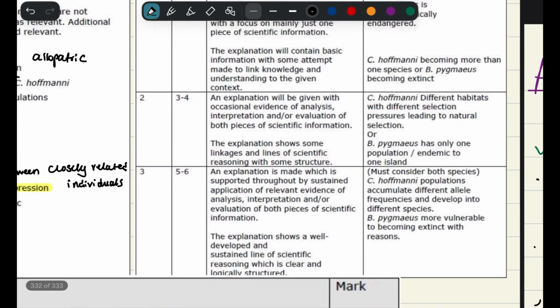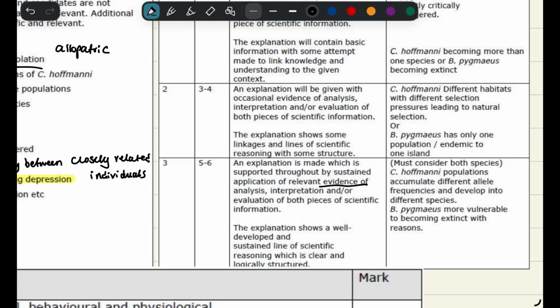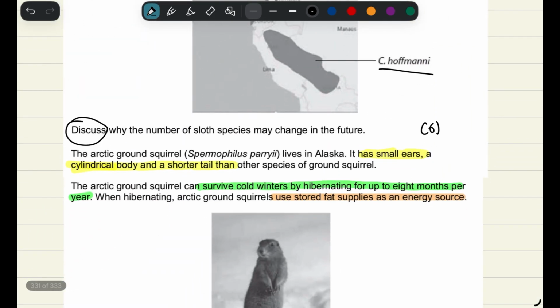So then you might lose that species, and that's why it might go down. So you're really looking at the top answers here are kind of going through that whole process, using the sustained application to the evidence from the table or the evidence from the graph and using their own scientific information. And then finally, this one, I'll just quickly show you that in yellow here, we have the anatomical, in green, we have the behavioral, and in orange, we have the physiological adaptations.